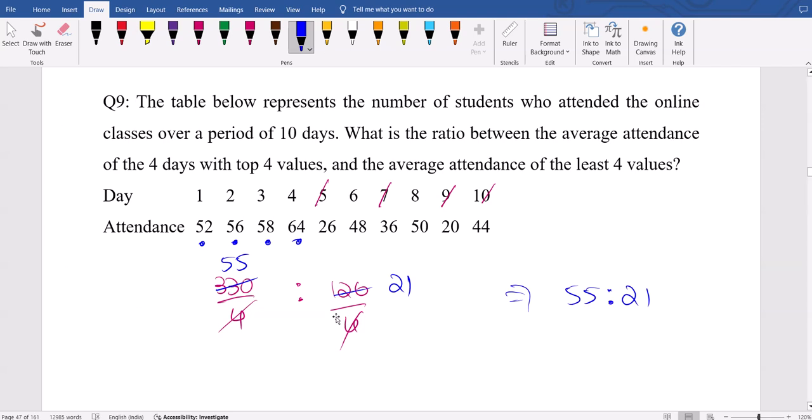Ratio between averages, as it is average, dividing by that will also cancel. Here 4 values, here 4 values.